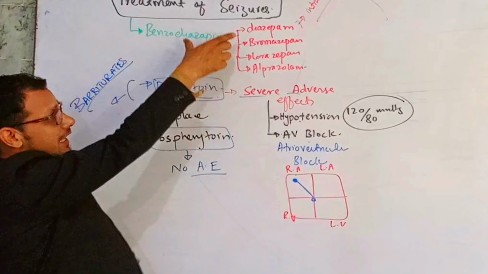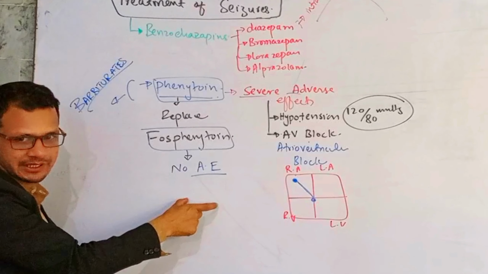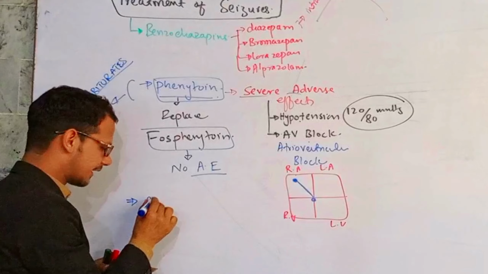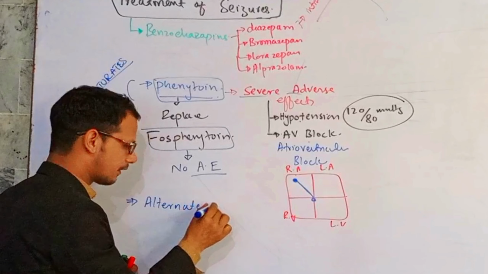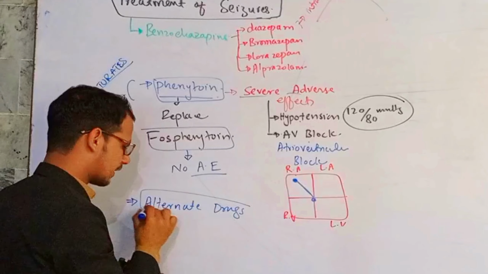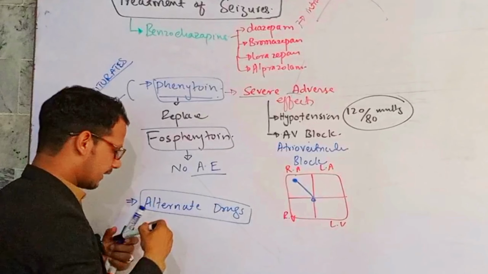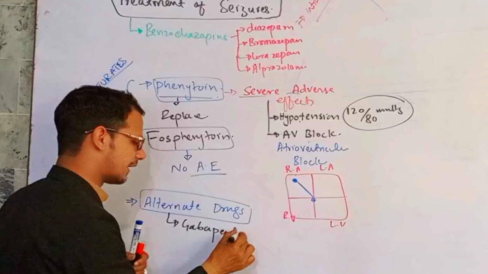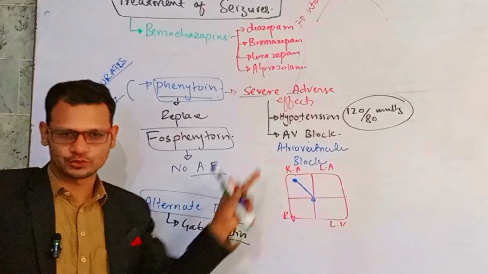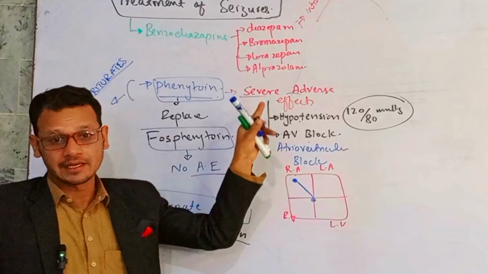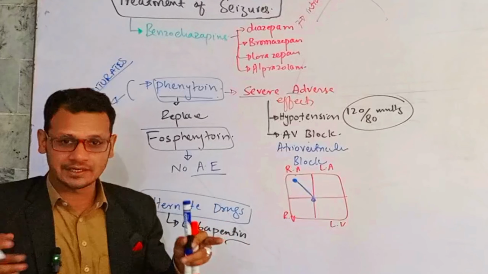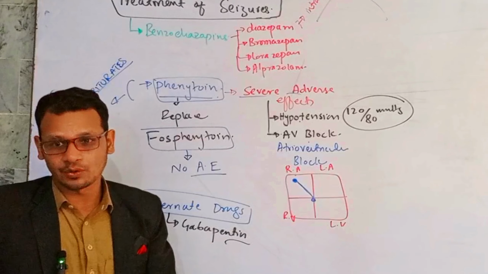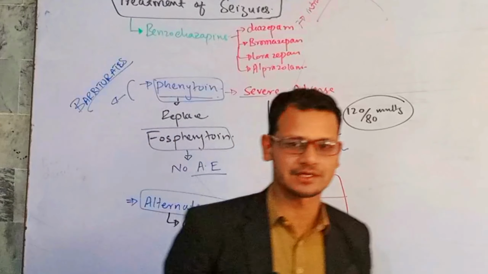If the patient is not relieving with these medicines, we will add which thing? Alternate drugs. The one drug which is very important is gabapentin. We will add this drug also to the patient for relief. If the patient is not relieving with these three medicines, what will we do? We will now go for neuromuscular blockers.